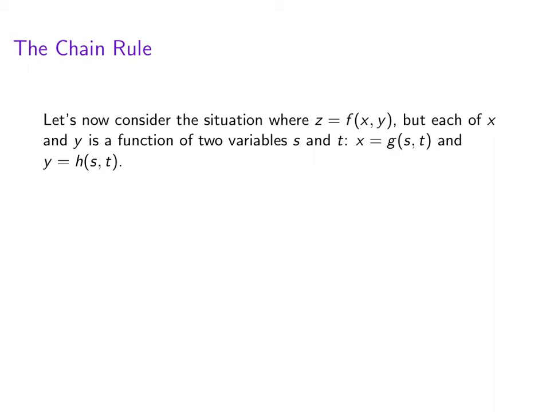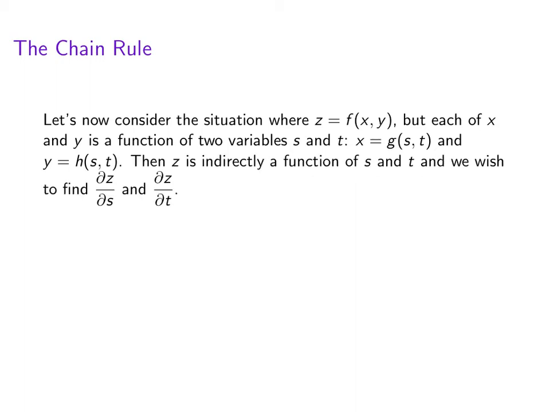So previously, x and y were considered to just be functions of a single independent variable t. Now we're going to have two independent variables s and t. This is a fairly common situation. So we'll say that z is indirectly a function of the two independent variables s and t, and our goal will be to compute dz by ds and dz by dt. These are now partial derivatives because we're thinking of z as being a function of more than one variable.